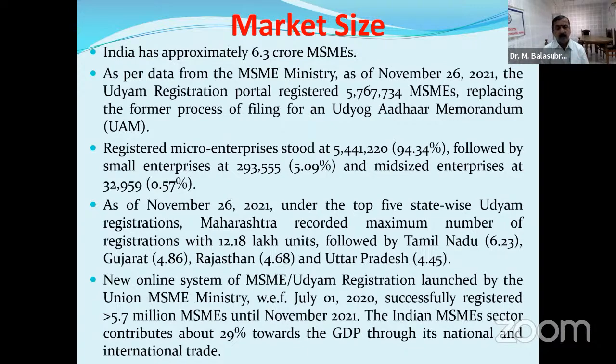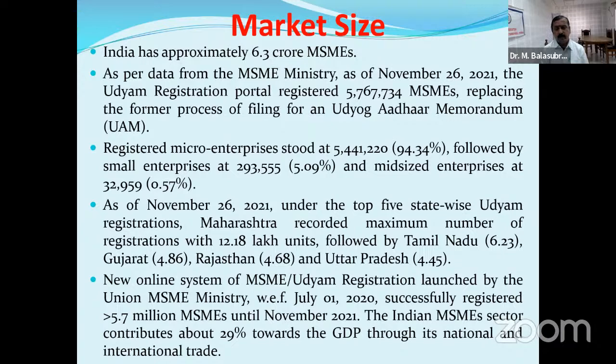The registered micro enterprises stood at 54,41,220, that is 94.34% of all MSMEs were micro, followed by small enterprises at 5.09%, that is 2,93,555. Mid-sized enterprises at 0.57%, that is 32,959. You should note, with the investment less than 1 crore, nearly 94 to 95% of the MSMEs are functioning in our country.